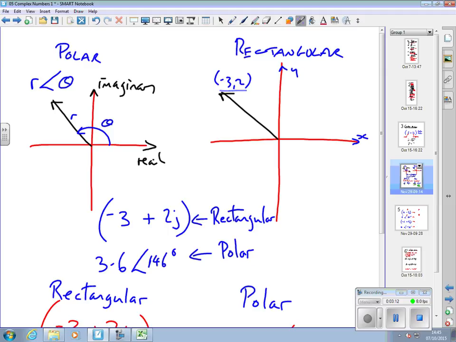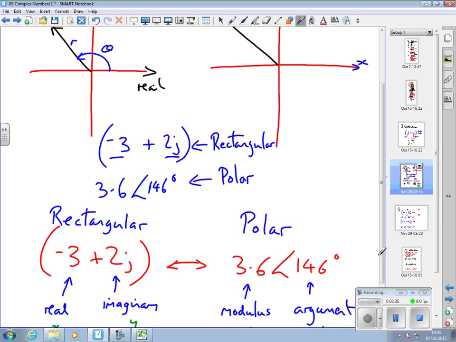If we look at this, this is the complex number on the rectangular coordinate system, -3 on the real axis, 2 on the imaginary axis. How do I know that's the imaginary? Because it's got this j, the imaginary number. So I know that that's going to be a vector going 2 up the imaginary axis and -3 along the x.